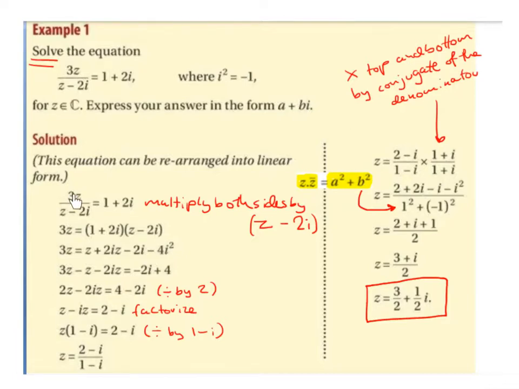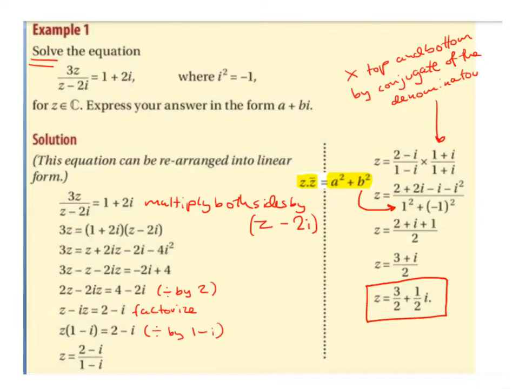So we have 3Z over Z minus 2I equals 1 plus 2I. So we multiply both sides by Z minus 2I. So we get 3Z equals 1 plus 2I multiplied by Z minus 2I. Multiplying out our brackets, we get Z plus 2IZ minus 2I minus 4I squared.